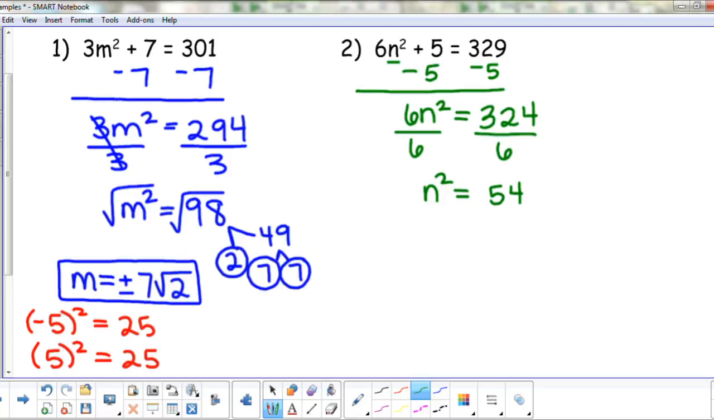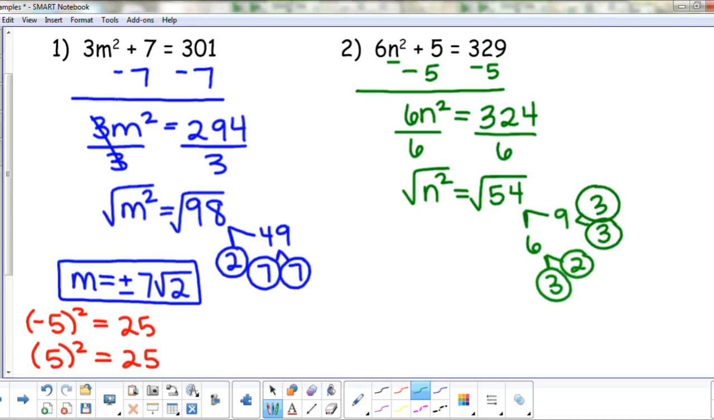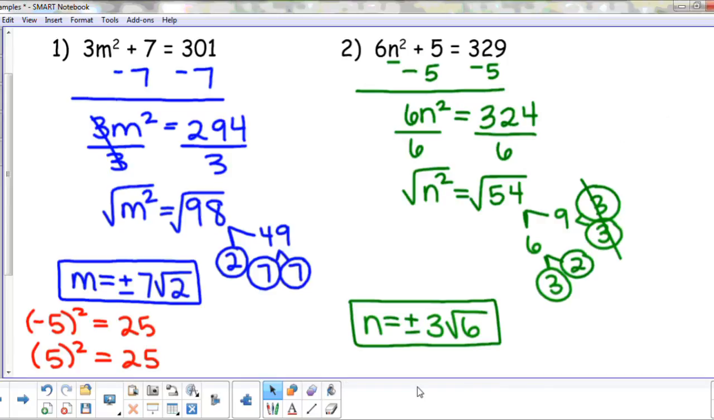Just like the last problem, I need n alone, so I'm going to take the square root on both sides. There is no perfect square root for 54, so my two factors of 54 are 6 and 9. 6 breaks down into 3 and 2, and 9 breaks down into 3 and 3. So I have a pair of 3's that are going to go in front, and my 3 and my 2 are going to multiply back together to give me a 6 for inside of my square root. And I simply add a plus or minus sign in front, so my n equals plus or minus 3 square roots of 6.